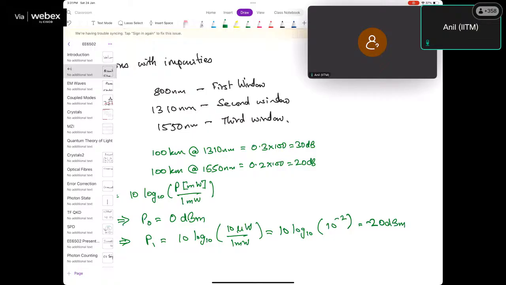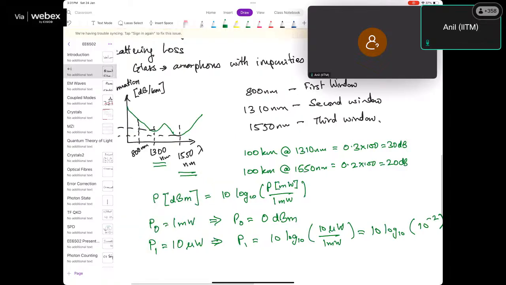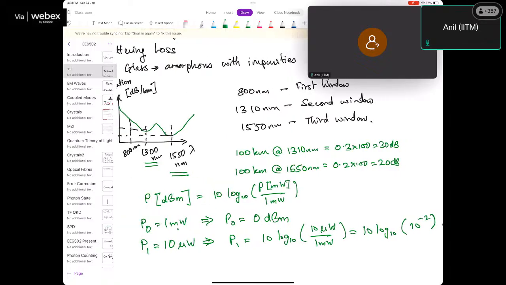Right. So the difference between going from here to here, which is a factor of 100, right? I've divided, so P0 by P1 is actually 100, is 20 dB. So this is a factor of 100. This is a factor of 1000.